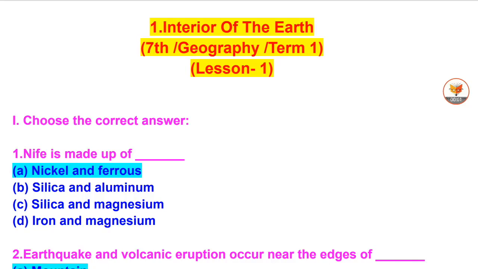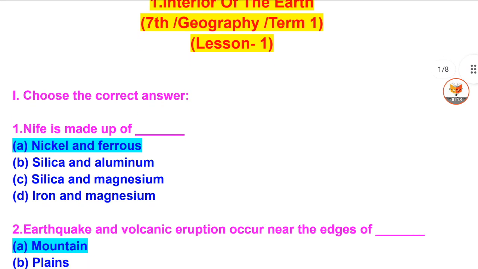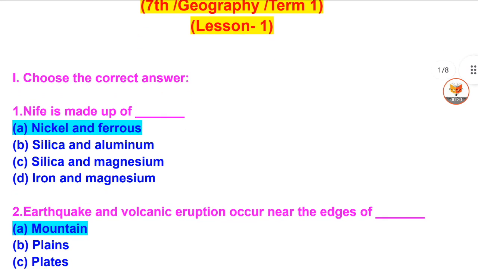Interior of the Earth, 7th, Geography, Term 1, Lesson 1. I. Choose the correct answer. 1. Sima is made up of: A. Nickel and ferrous, B. Silica and aluminum, C. Silica and magnesium, D. Iron and magnesium.